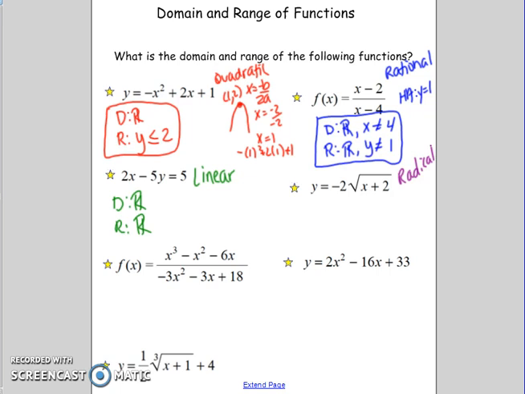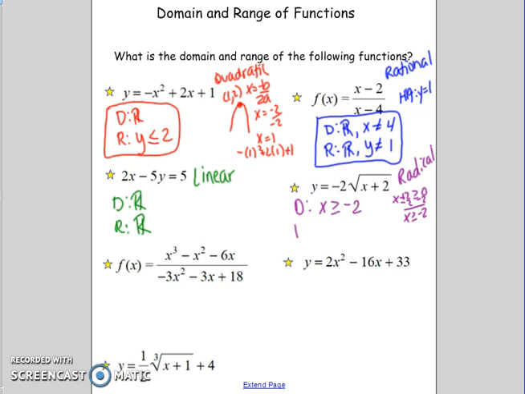So we know that when we have a square root, you can't have a negative underneath the radical. So to find the domain, you're going to take what's underneath the radical, the x plus 2, and you're going to make it greater than or equal to 0, and you're going to solve it for x. So if I subtract 2, x is greater than or equal to negative 2. So that's your domain, greater than or equal to negative 2.